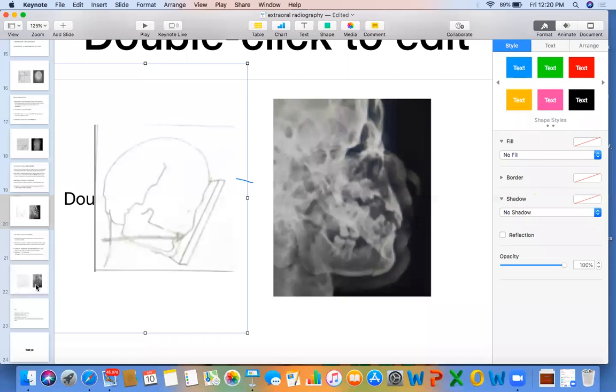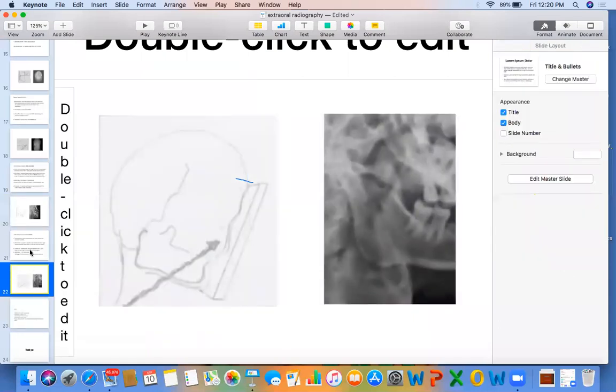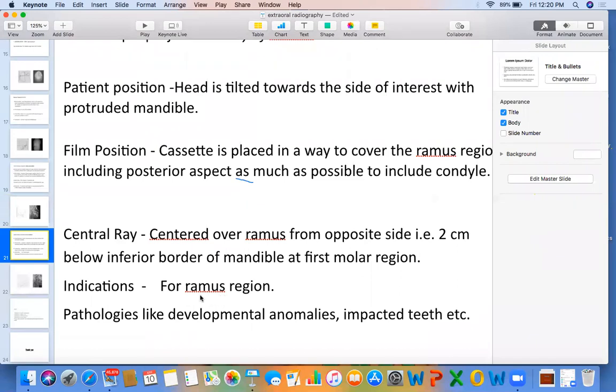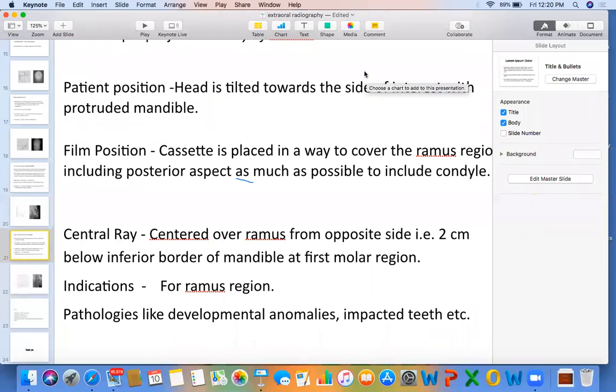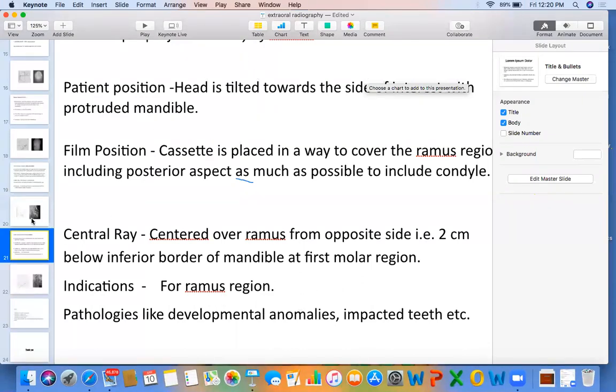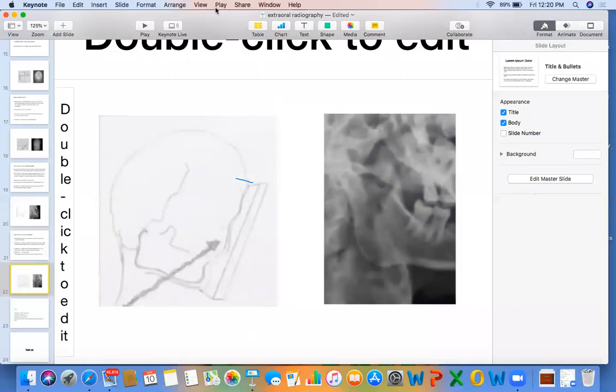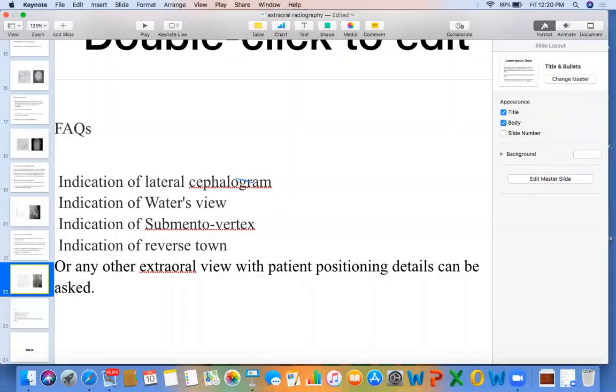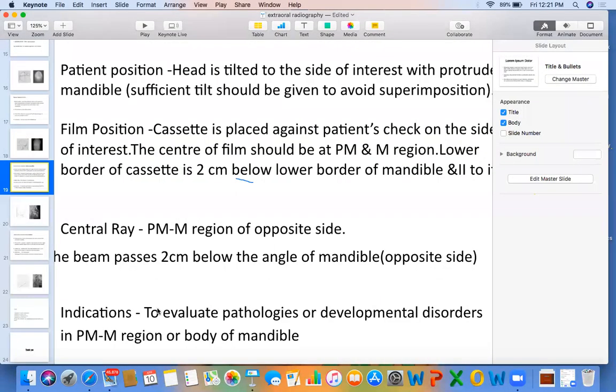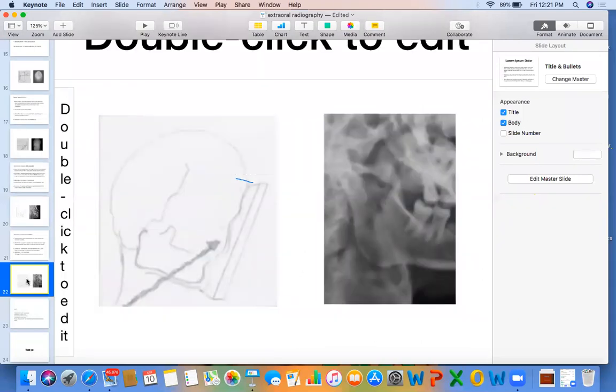Okay, we'll go ahead. Now, when I say that it is the body of the ramus, then the indication is for the ramus region, and pathologies like developmental anomalies and impacted teeth. So it is very clear that when we see different projections, that is for body or for ramus region, we are going to have different positioning for both the cases, and indications would be a little more common. So to evaluate pathologies and developmental disorders in the body of the mandible and for the ramus of the mandible.